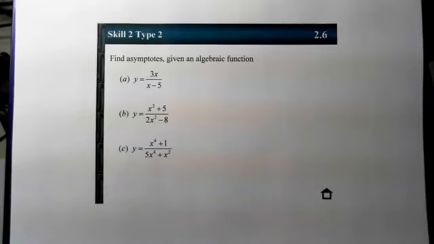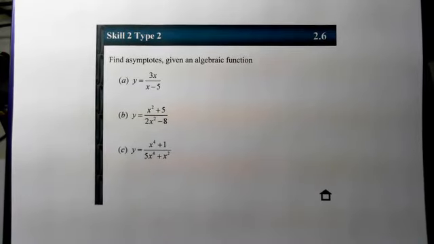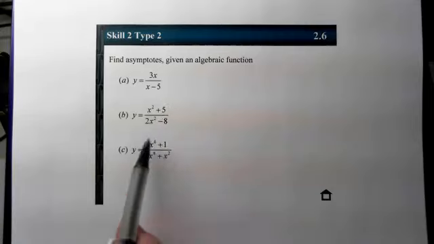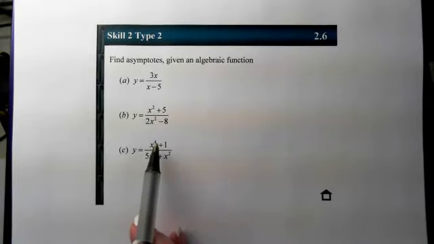Well, if this is a multiple choice, you just have to find them and write them down. If it's not a multiple choice and I ask you to justify your reasoning, you're going to have to write limit statements to verify that the asymptotes you say exist actually do exist. So the first thing we want to do with all three of these, because it will enable us to identify vertical asymptotes, is we want to factor.